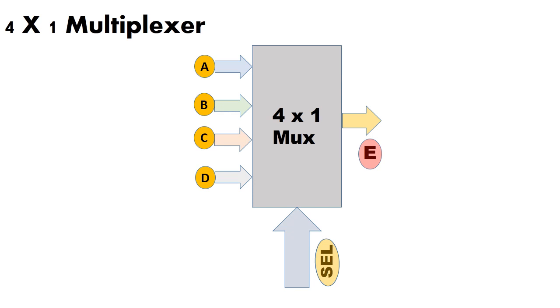Now let me explain the behavior of this multiplexer. This 4-in-1 multiplexer consists of 4 inputs, 1 selection input and 1 output. When the selection input is 0, 0, the first input A will be selected. When the selection input is 0, 1, the input B will be selected and given to the output. Similarly, C will be selected for the selection input of 1, 0. Finally, D will be selected for the selection input of 1, 1.